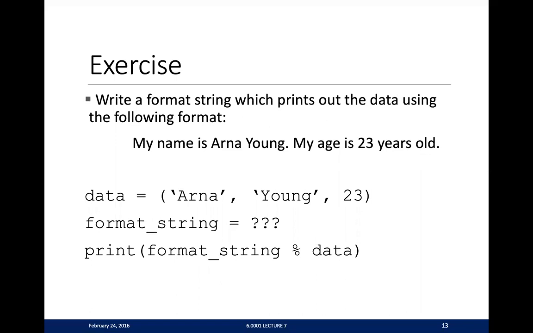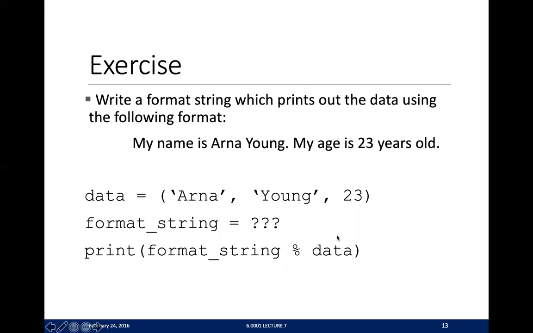Since I have three different things that I want to print, three different values, I have to put them in a tuple. I call this tuple data. The first element is Arna, the second is Young, and the third is 23. Now all I have to come up with is the format string, the thing that I want to print, replacing placeholders with these values.